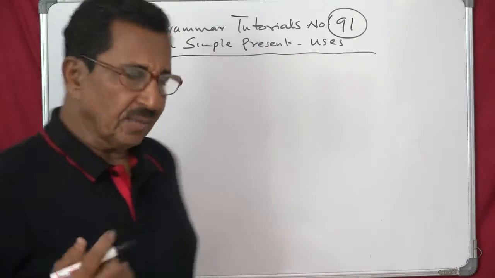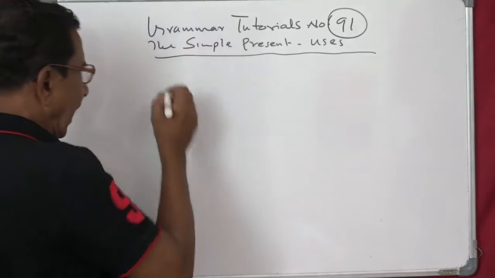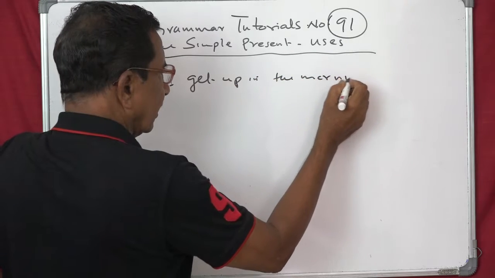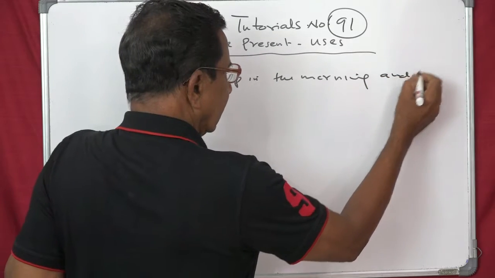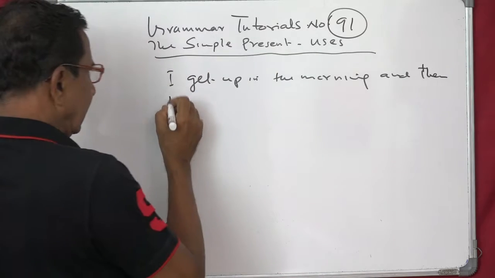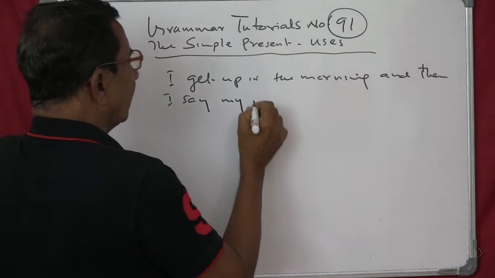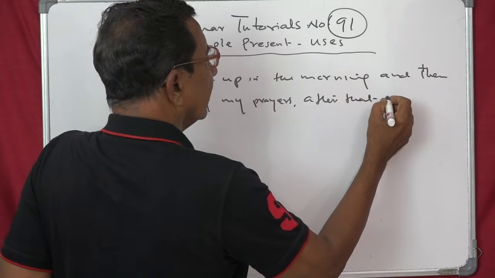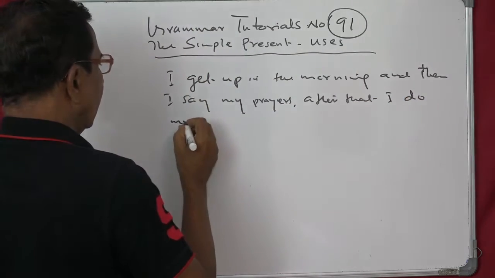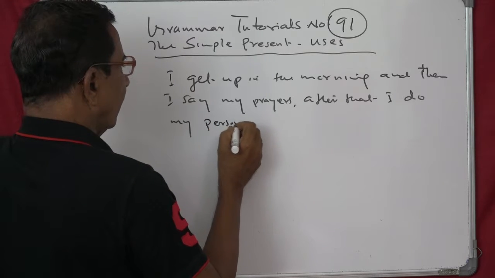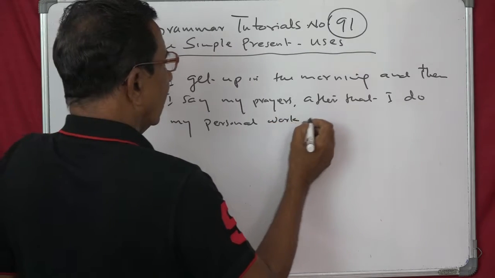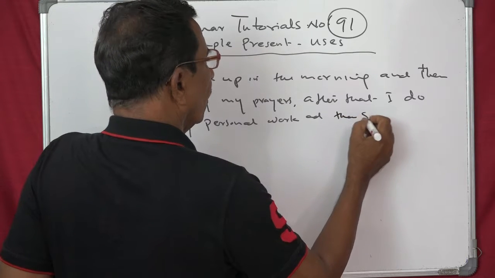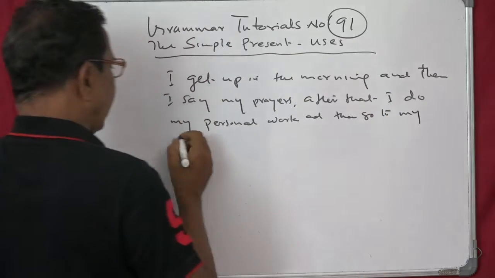Sequence, for example, we say, no? The morning, you see, your timetable, you can explain like this. I get up in the morning, sequence of events, and then I say my prayers, after that I do my personal work, and then go to my farm.